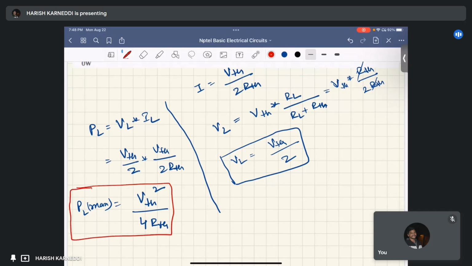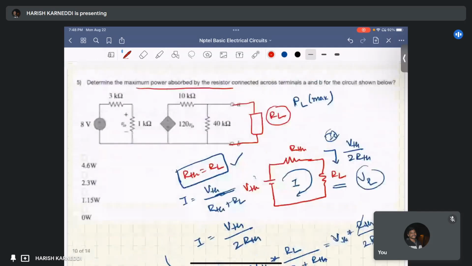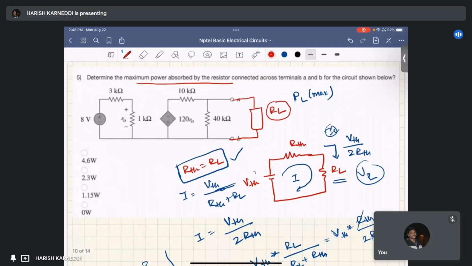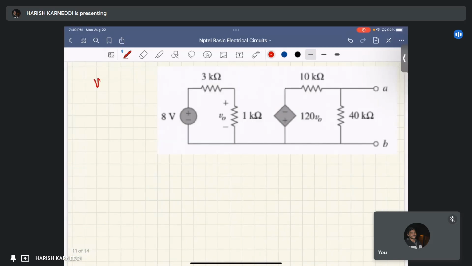So to identify this maximum power, we have to find the Thevenin's resistance, that is RTH, across the terminals A and B, and you have to find the Thevenin's voltage seen from these terminals A and B, right? For that, you have to find VTH and RTH, right? First we will find VTH, right?